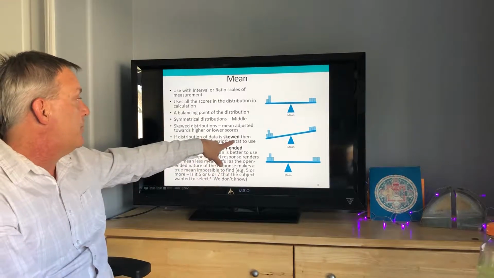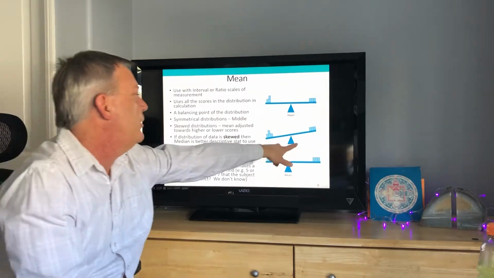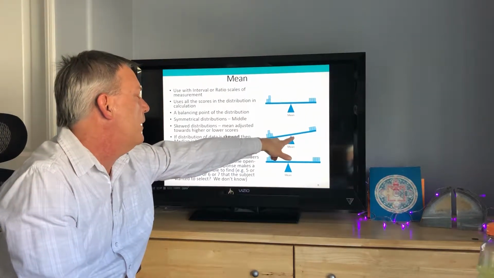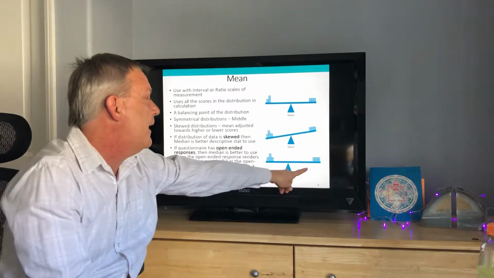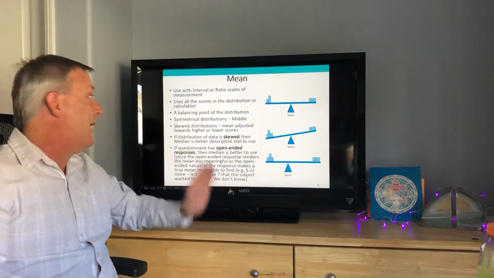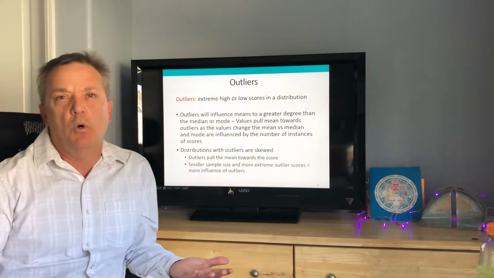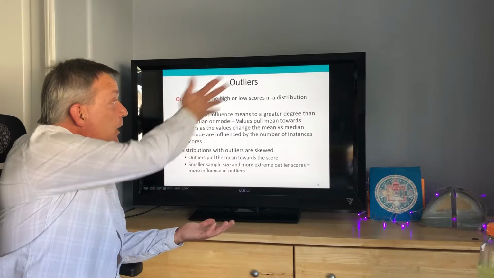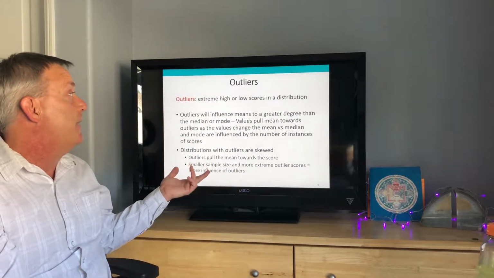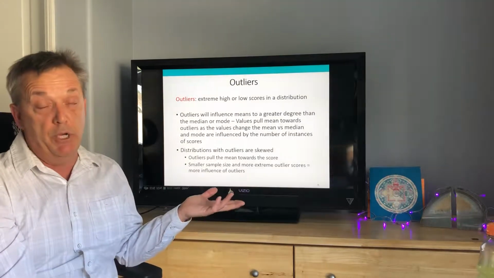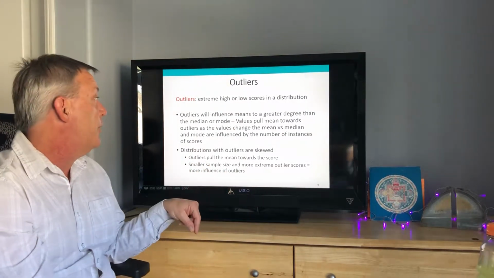And in terms of the skewed data, I'll go over it in the median section, but as you can see here, the median is going to be a better score because the skewing of data pushes the mean over towards the outliers. What are outliers? These are extreme scores, either high or low, in a distribution. The outliers will influence means to a greater degree than the median or mode. Thus in a skewed distribution you want to use the median versus the mean.